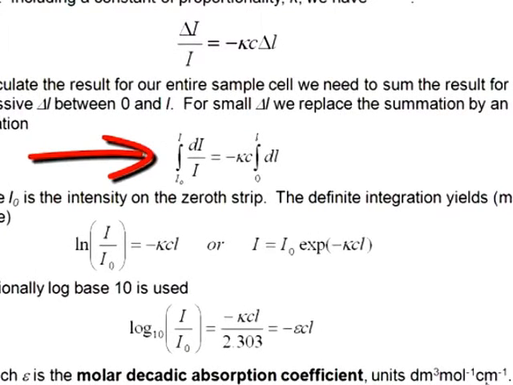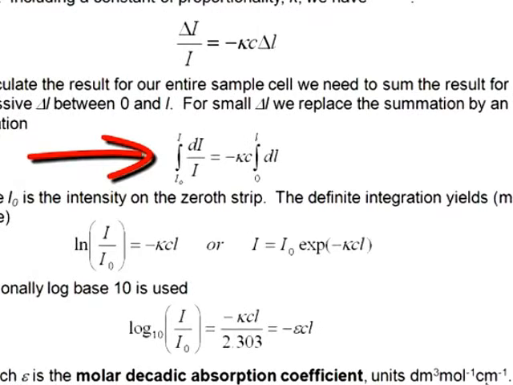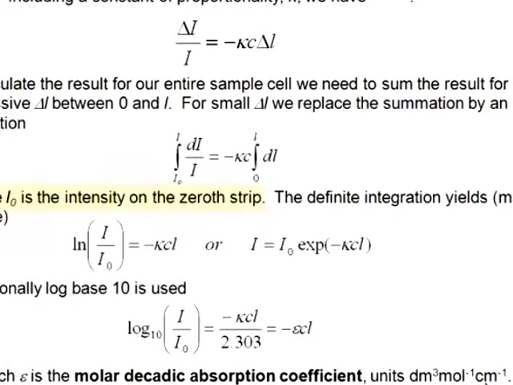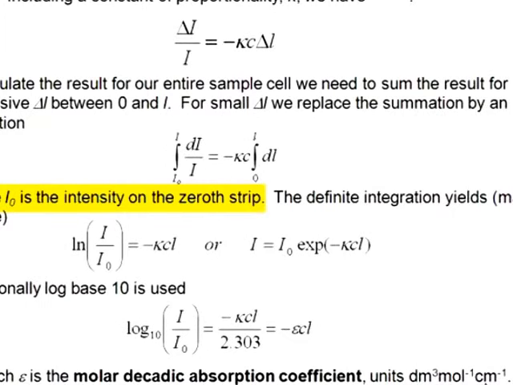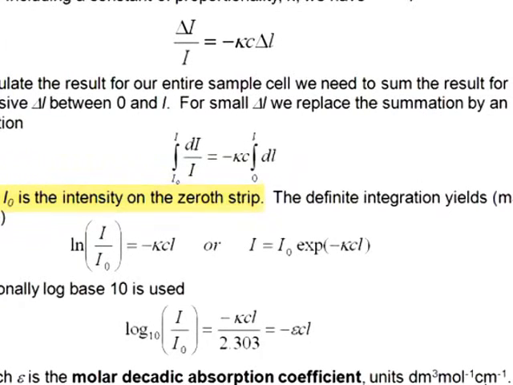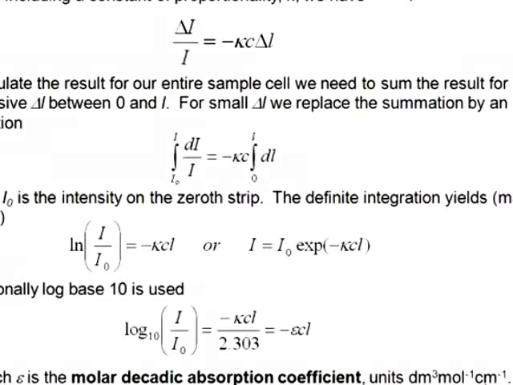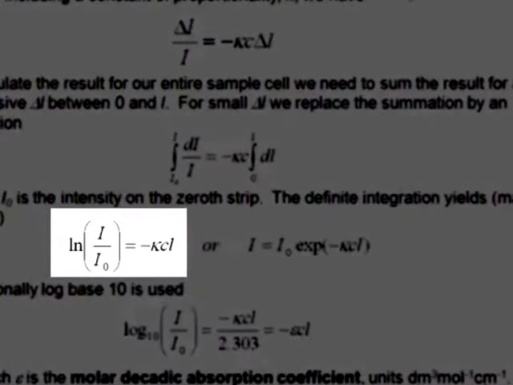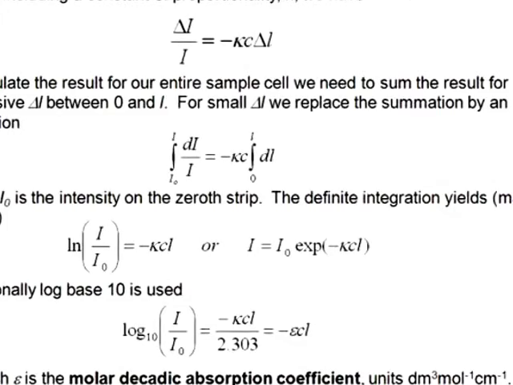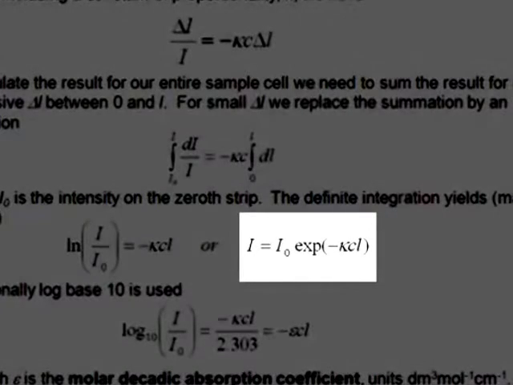As delta I becomes very small, we call it dI. So we integrate dI over I, and we're now calling our intensity, which hits the zeroth strip, I0, and we integrate over all of those strips until we get to the final intensity I. And that gives you the equation ln I over I0 is equal to minus kcl, which we can rewrite, of course, as an exponential function. I is equal to I0 e to the minus kcl.